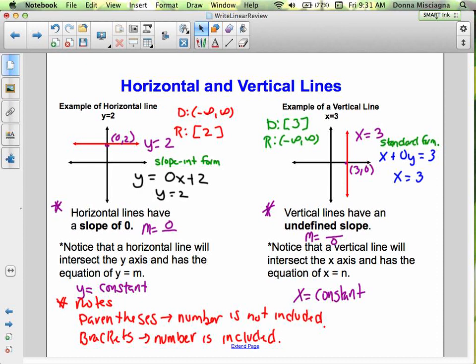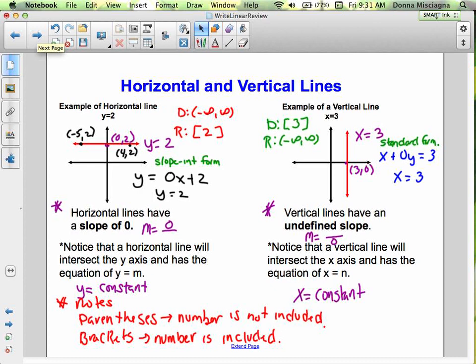No matter what point this is, say this is -5, what would the y coordinate be? Well, that would be 2. And let's say this is 4. What would the y coordinate be? Well, it would be 2. No matter what x is, y is 2. So our range is one single number. It's 2. Notice I have brackets.